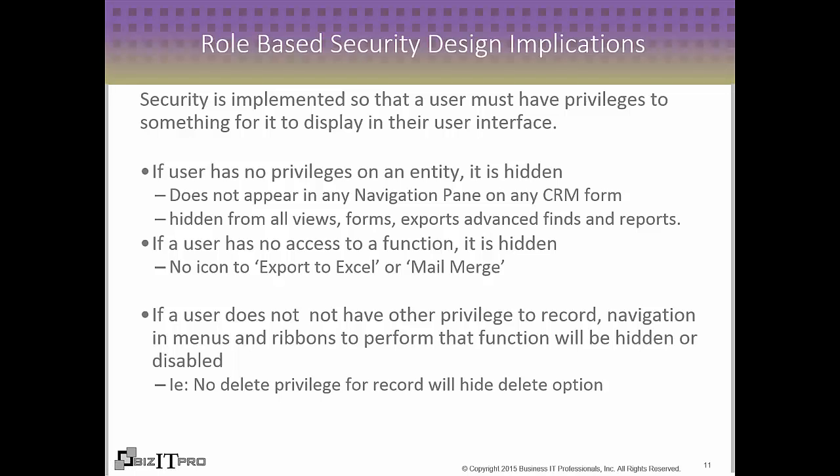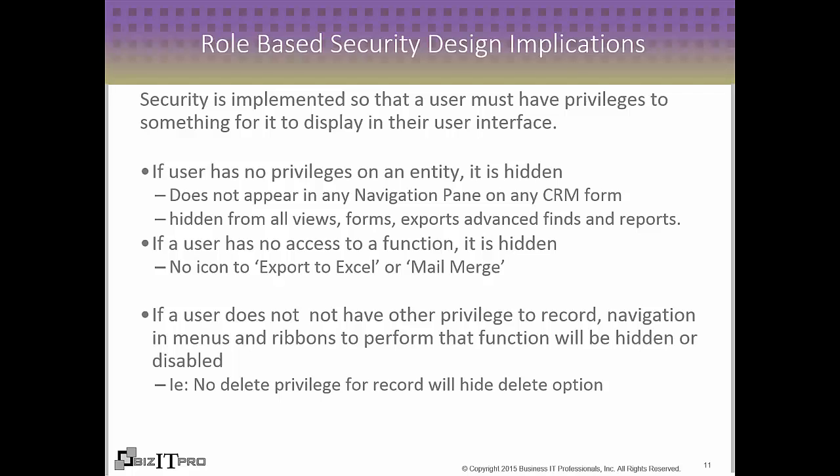Role-based security design implications. Security is implemented so that a user must have privileges to something before it displays in their user interface. For instance, if a user has no privileges on an entity, it's hidden. It does not appear in any navigation pane on any CRM form. It's hidden from all views, forms, exports, advanced finds, and reports.